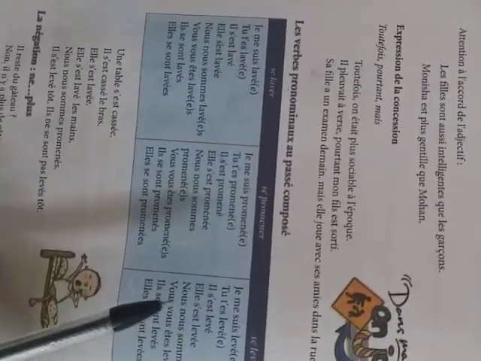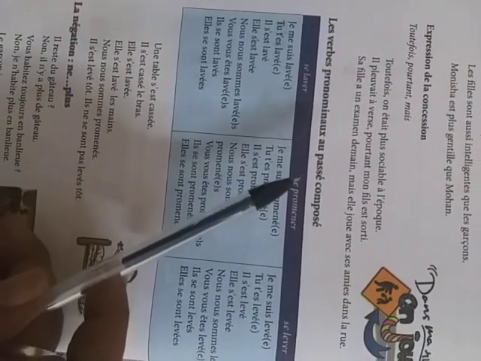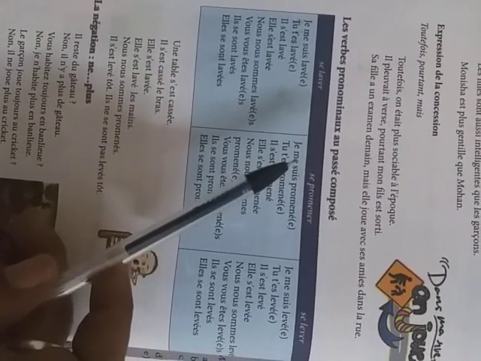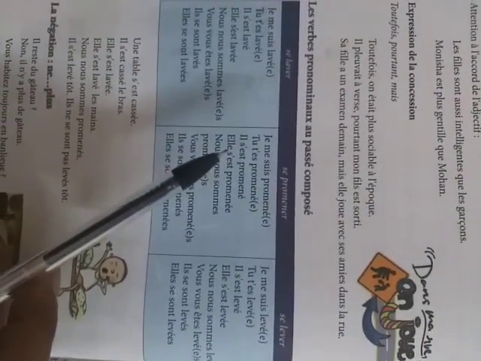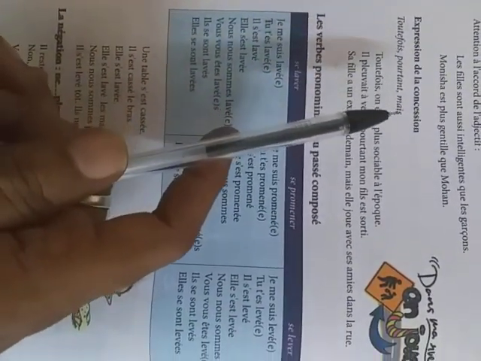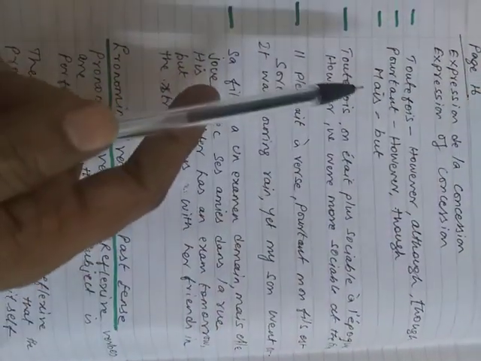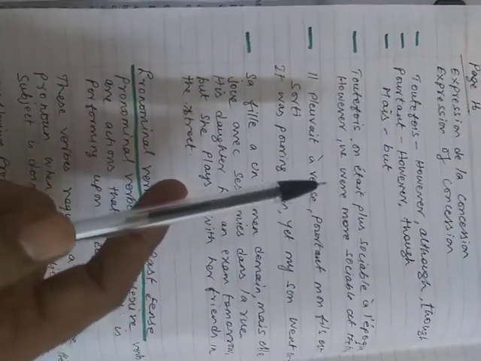Then page number 16, expression of concession. In the last lesson you saw expression of cause, that means reason. Now we are going to see the expression of concession. What are the expressions of concession? Toutefois, pourtant, mais. What is the meaning of this? Toutefois, however, although, though. Pourtant, however, though. Mais, but. Three expressions of concession are given.